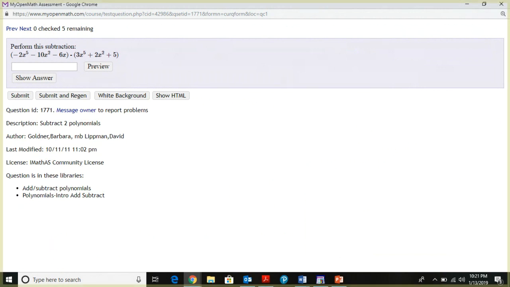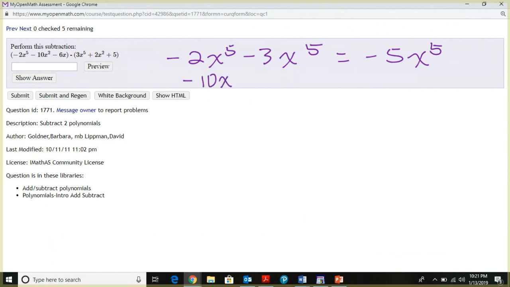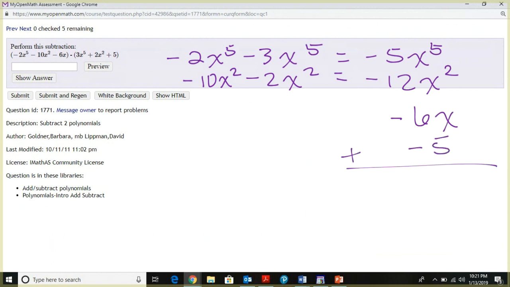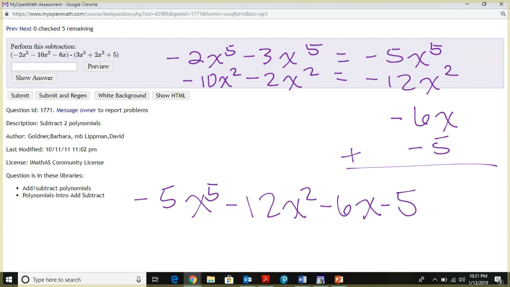So this is going to be negative 2x to the 5th minus 3x to the 5th. So that's going to give me negative 5x to the 5th. And then we're going to have negative 10x squared minus 2x squared. So that's going to give me negative 12x squared. And then we have a negative 6x who can't match with anyone. And then that 5, keep in mind that's a minus 5. So then we'll just put all these together. Negative 5x to the 5th minus 12x squared minus 6x minus 5. Now again, that's a minus because, see, this negative has to be distributed all the way through. And that's our final answer.